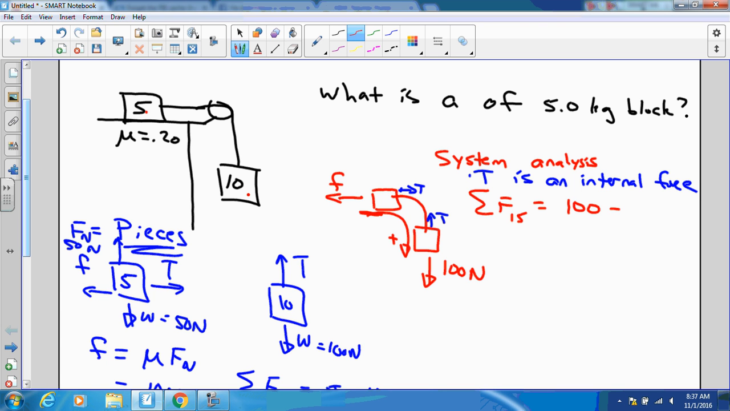And so our sum of forces is simply 100 pulling in the positive direction minus the force of friction pulling in the negative direction, and all that adds up to 15A, which gives me A equals 6 meters per second squared.